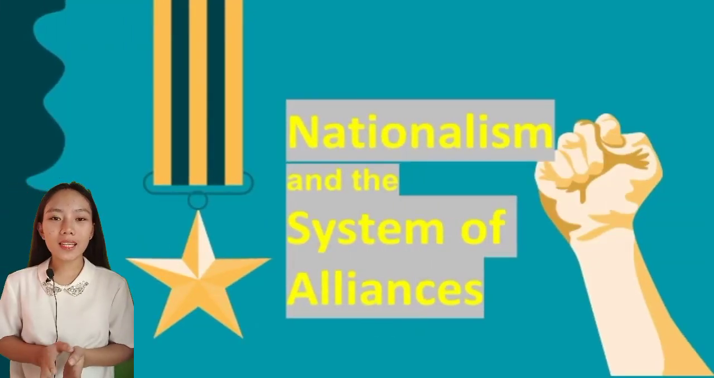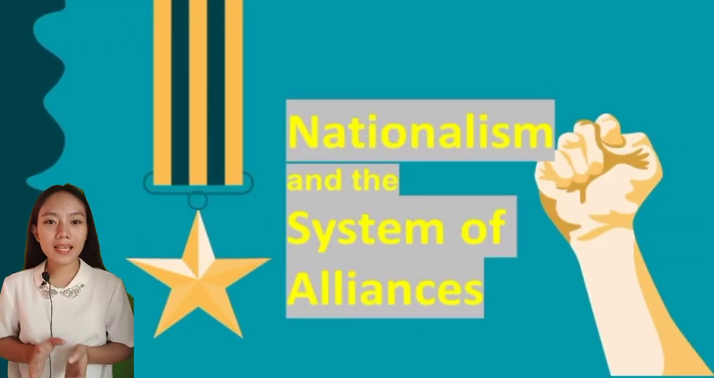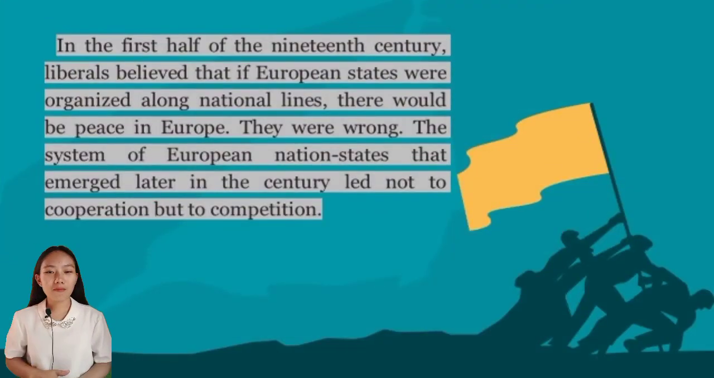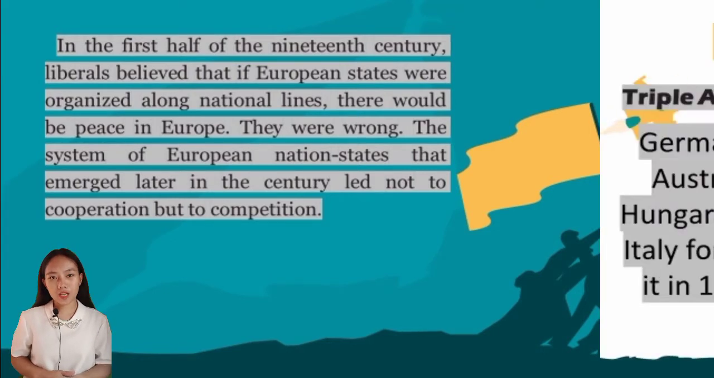We will now be tackling nationalism and the system of alliances. In the first half of the 19th century, liberals believed that if European states were organized along national lines, there would be peace in Europe, but they were wrong. The system of European nation-states that emerged later in the century led not to cooperation but competition. Rivalries over colonies, where trade grew, arose during an age of frenzied nationalism and imperial expansion.